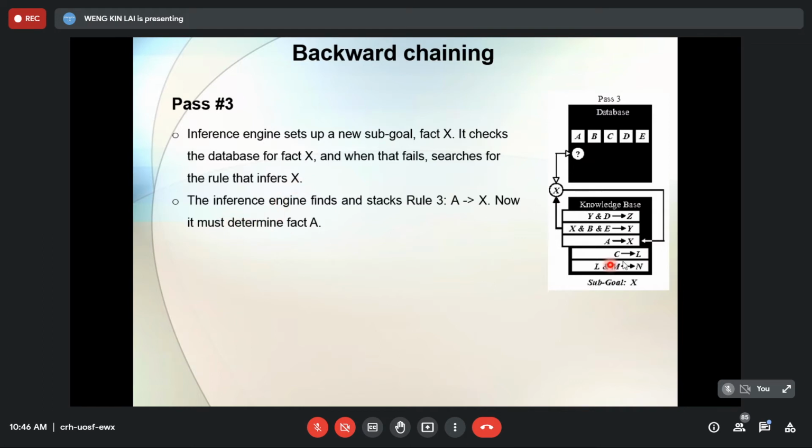Now, I find that in my rule number 3. So rules 1 and 2 are actually processed already, put aside. So you have only rules 3, 4, 5 to check. So I'll check for the rule that has X as my action part or the then part. So I find it in my rule number 3 here. Therefore, for rule number 3 to be active, to be true, I need to find the fact A.